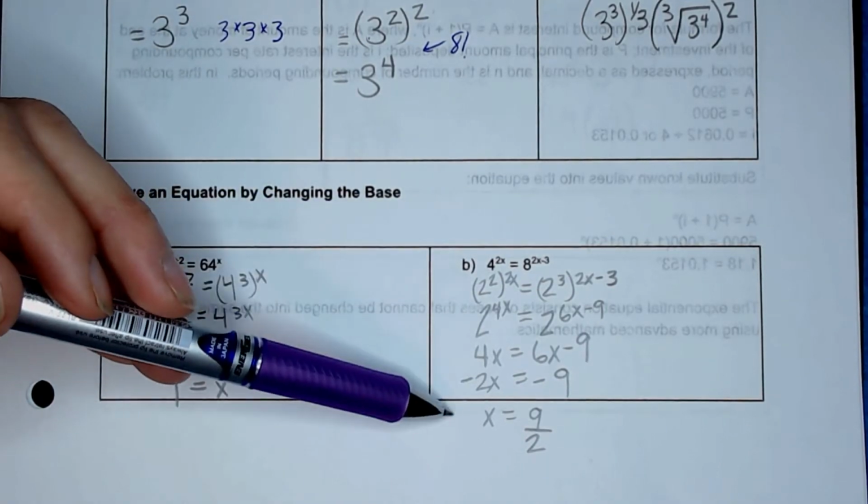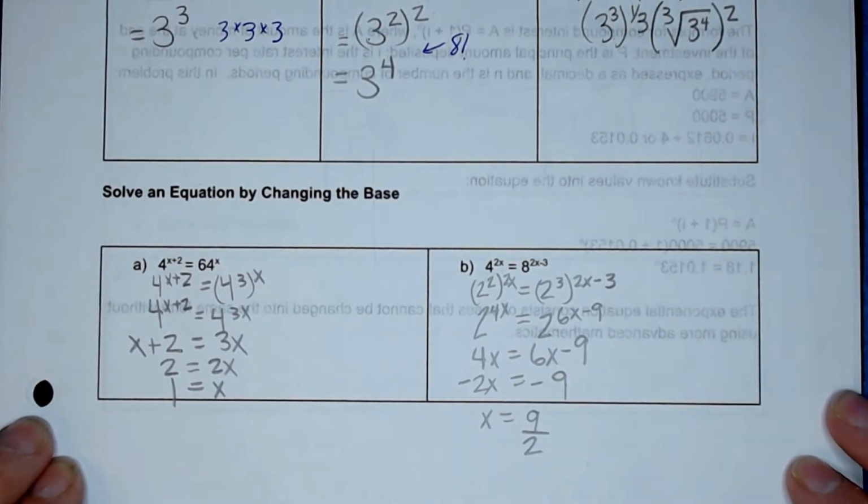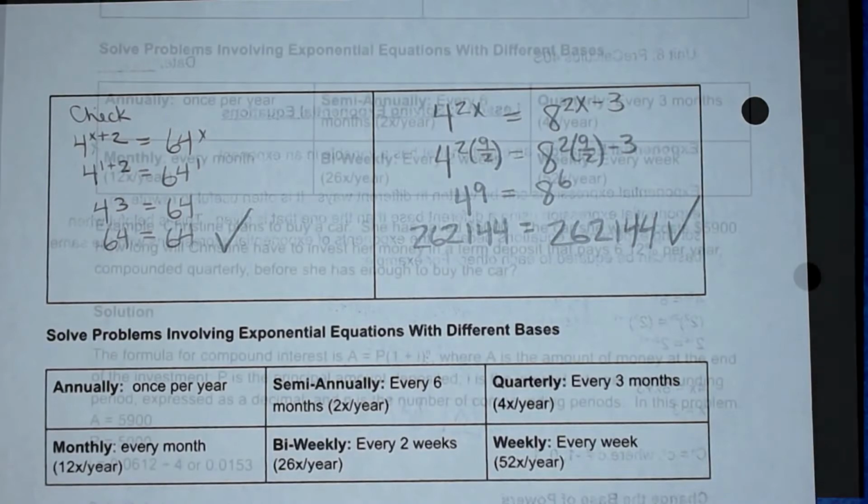The same thing on this side. You end up with a fraction 9 over 2, but this one is very similar to the first example, so I'm not going to go completely through that. Now you can go on and check your solution by plugging the value of x back into your formula and making sure that your left-hand side equals your right-hand side. If it does, then you will have done the problem correctly.